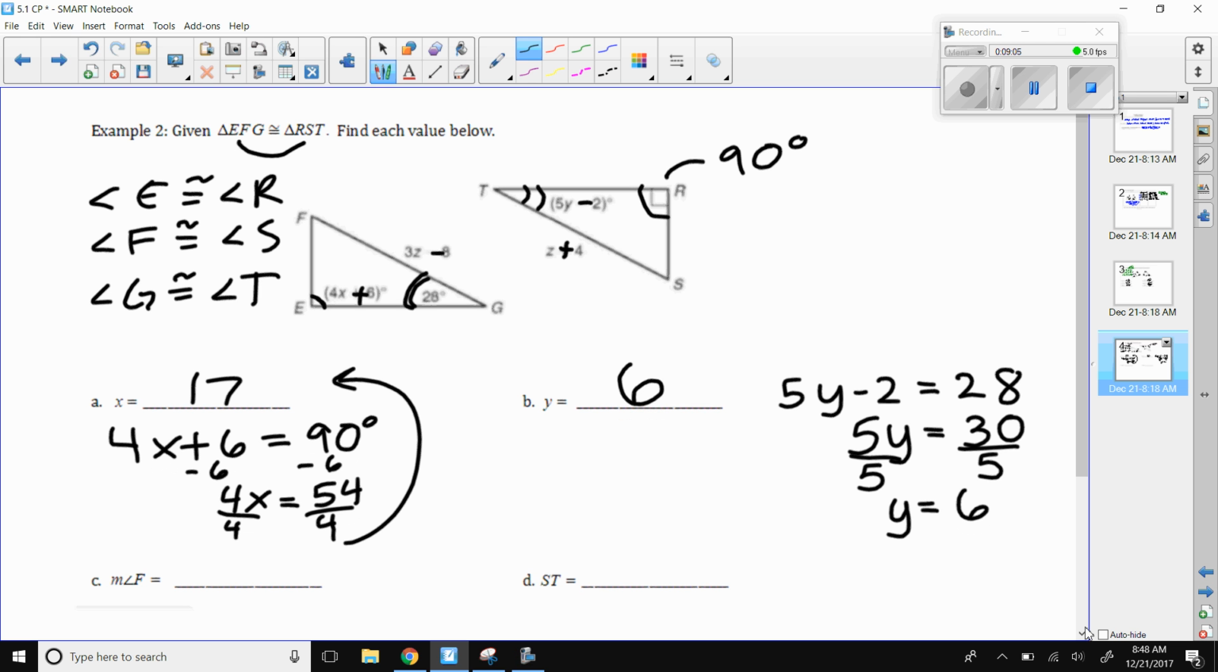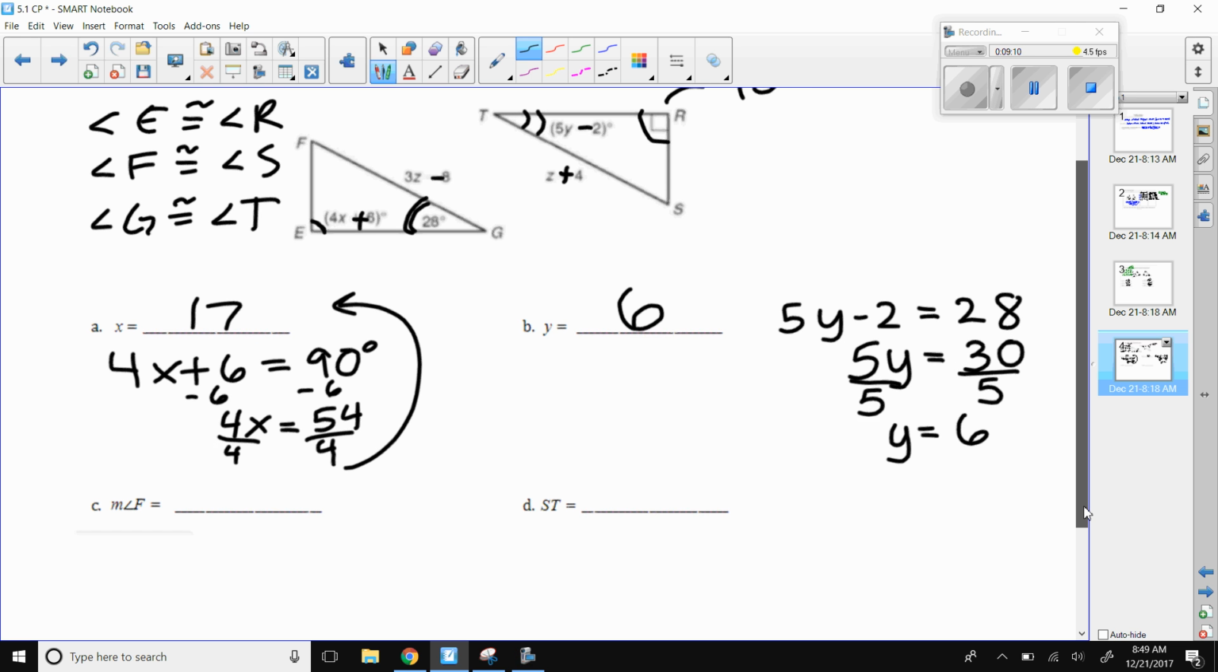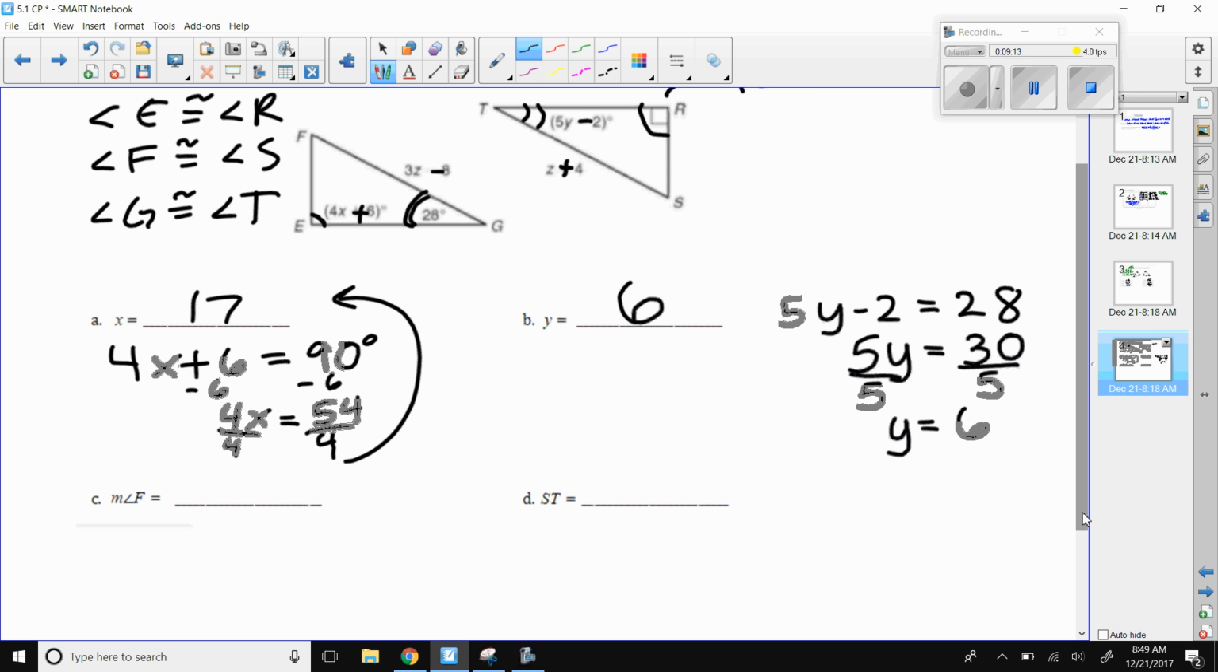Okay, and the last 2, let's see if I can move this down. The measure of angle F. Okay, now I got to do some kind of investigation here. Angle F, so I know angle F is congruent to angle S. Angle R is 90, which means angle E was 90, and then angle T and angle G are congruent, so I got 28. So if I'm looking at angle F, I see I have a 90-degree angle, a 28-degree angle, and then I'm looking for F.